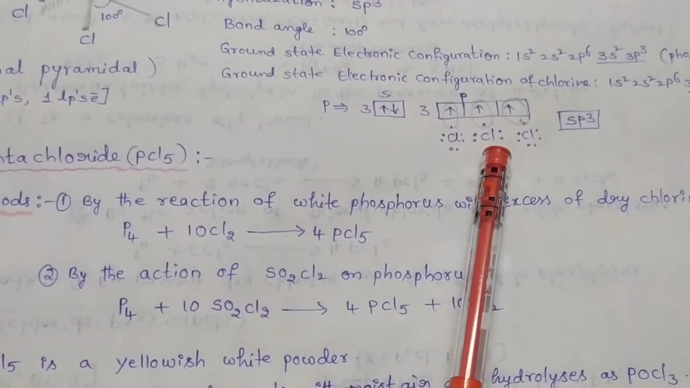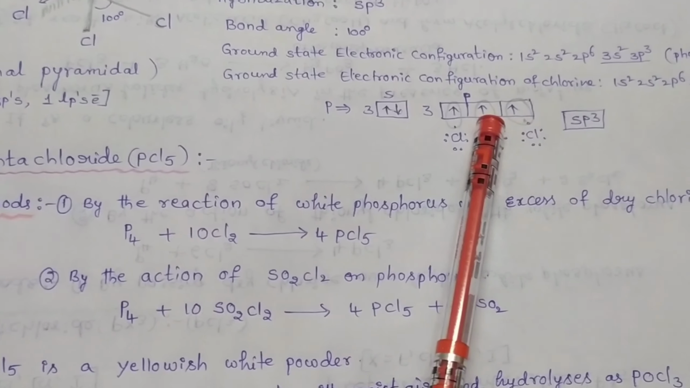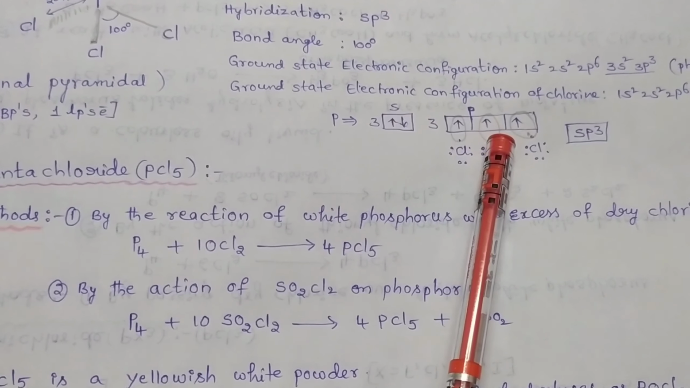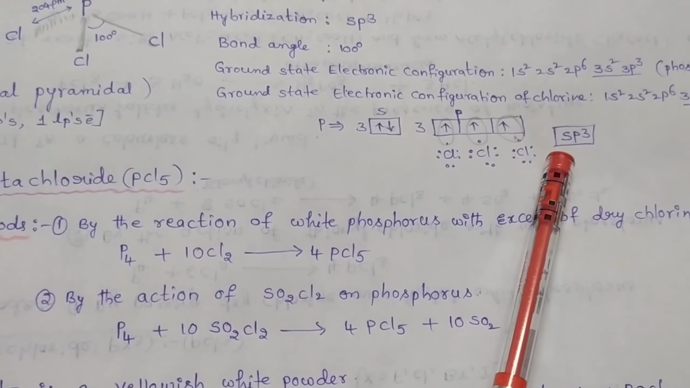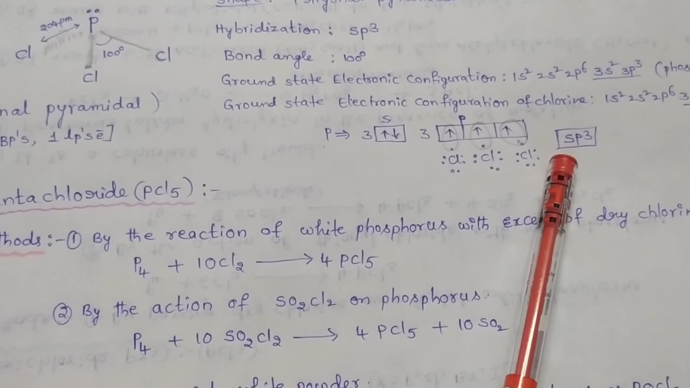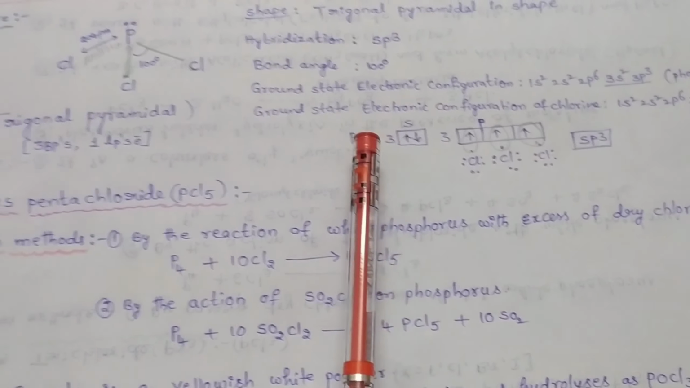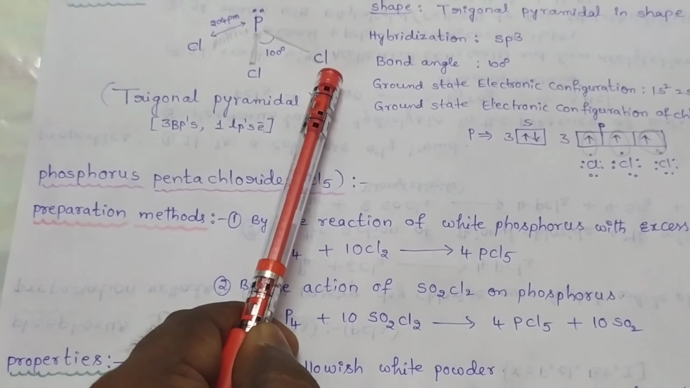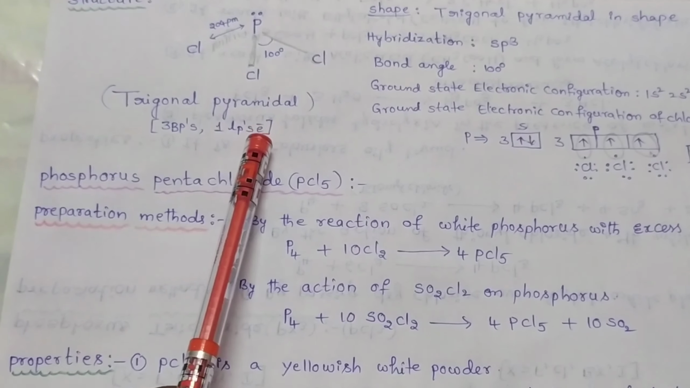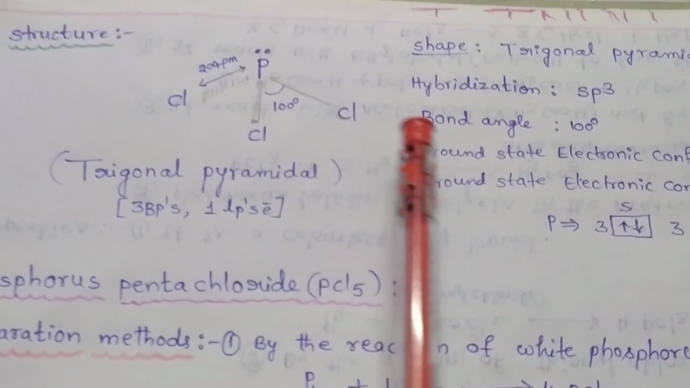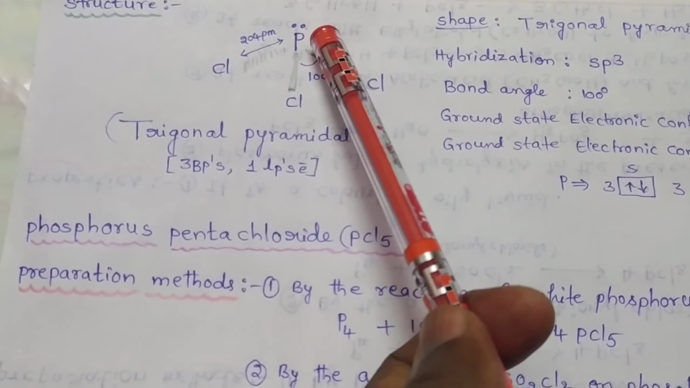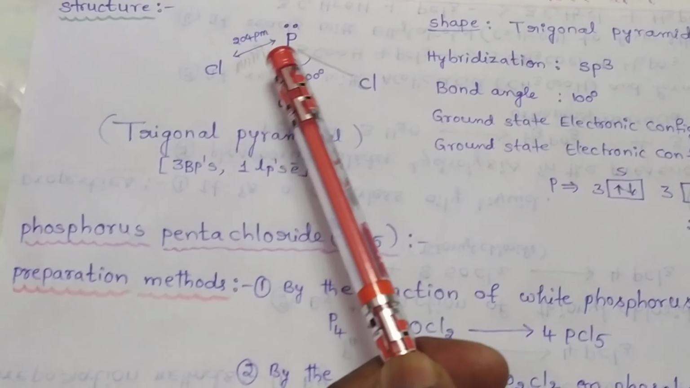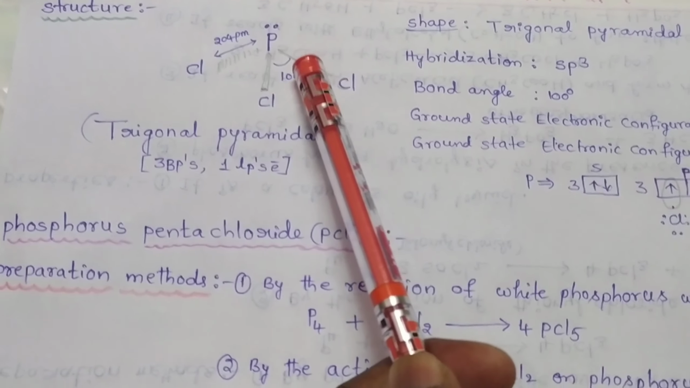Hence, these 3 chlorine atoms form bonds with the 3 p electrons of the phosphorus atom and form sp3 hybridization. In phosphorus trichloride, there are 3 bond pairs of electrons and 1 lone pair of electrons. In phosphorus trichloride, the phosphorus-chlorine bond length is 204 picometer.